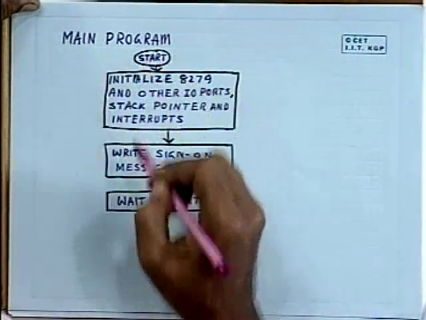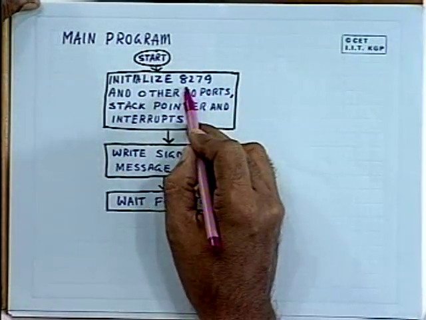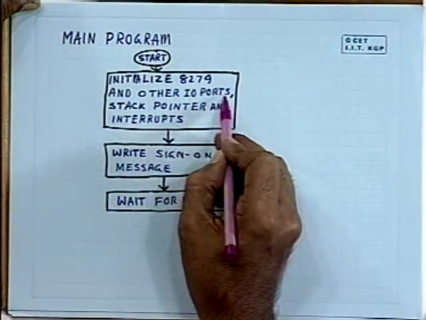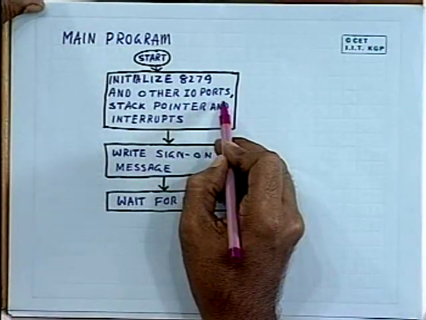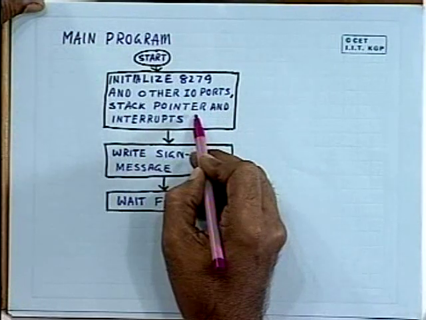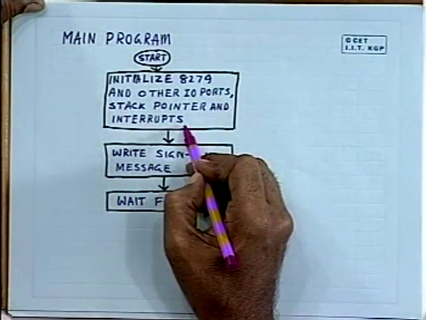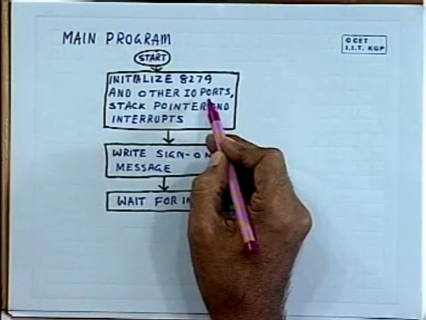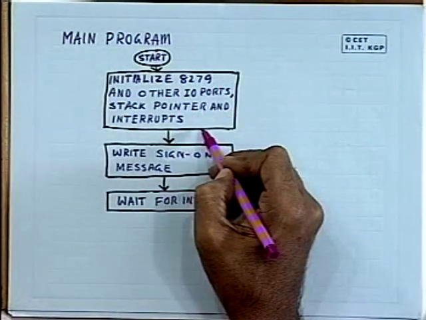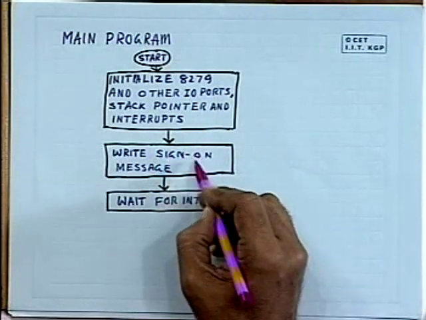After you do the resetting, it will initialize the 8279 and other IO ports that you interface to the system. It will initialize the stack pointer. It will initialize the interrupts. Some of the interrupts will be disabled and enabled. So initialization is done. Then it will display a sign on message.